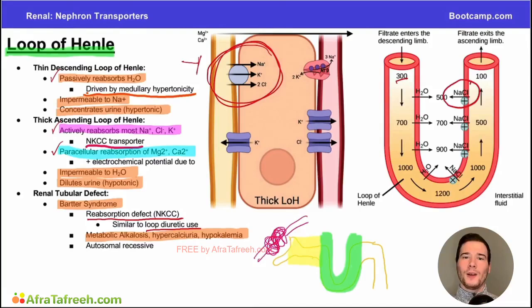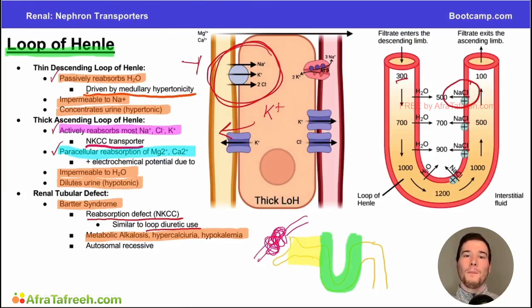This should make sense, right? If our NKCC channel is not working, we're not bringing back our potassium as well as we normally could. That's why we get low potassium levels. If we're not bringing back our potassium and we don't create this high concentration gradient of potassium inside the cell, not as much of it is going to leak out through this potassium channel. If that doesn't occur, we're not going to create that electrochemical gradient, that positive ion charge that's going to push calcium and magnesium paracellularly. And that is why we end up having low calcium levels, because we're not reabsorbing as much of it because of the defect of the NKCC channel.